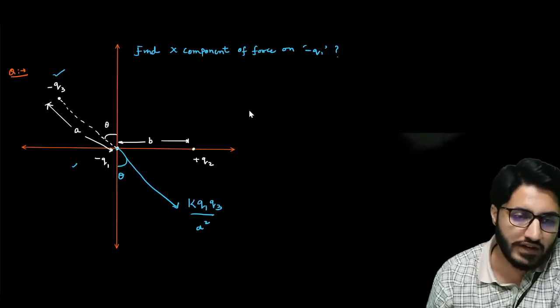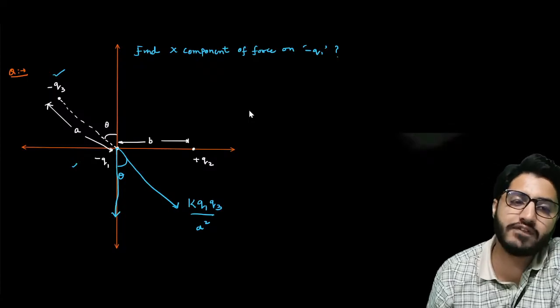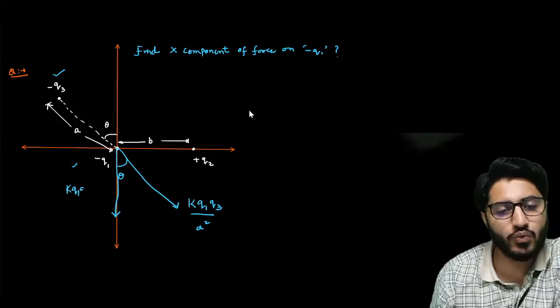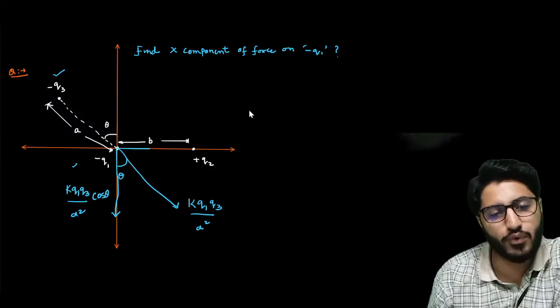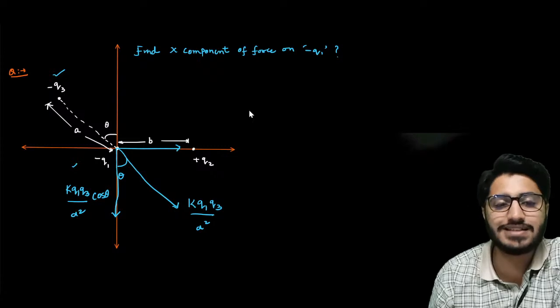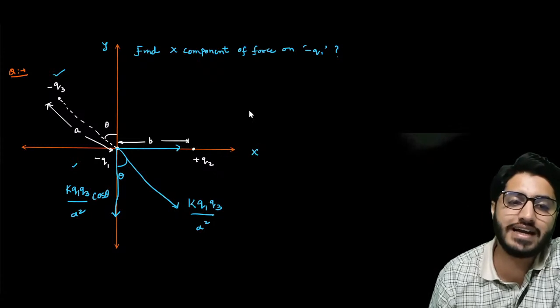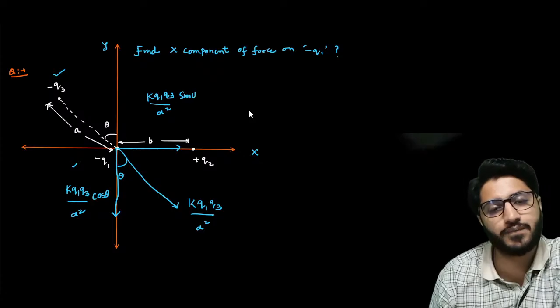So if we have two components now, one component is this one. The component with theta is known as cos theta. So I can write it as K Q1 Q3 by A square, then cos theta. One component will be in the x axis, and the other in the y axis. So I will write it as K Q1 Q3 by A square, then sine theta.